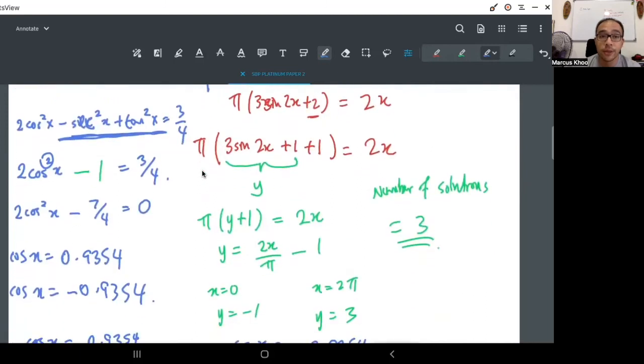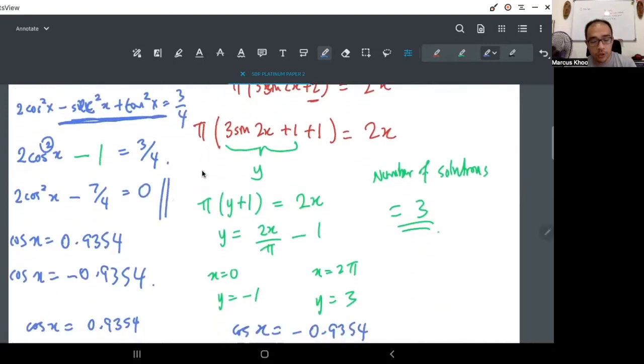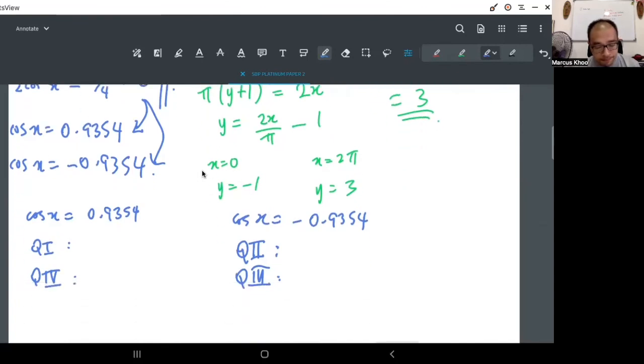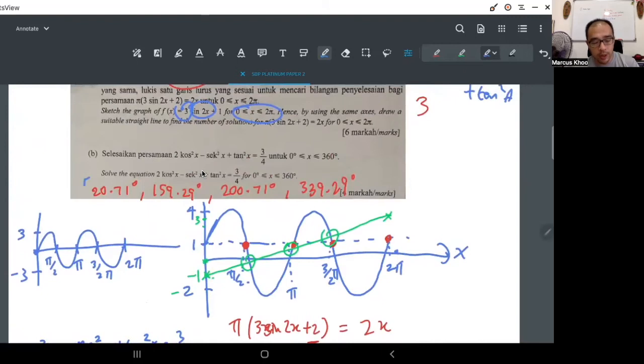This is a very common way of answering this question. Make sure you do the quadratic equation, and then after that solve, or just use the equation mode, because the factorization is not so important here. The important thing is you know how to get both the values of cos x, then from the cos x, you get the 2 values of the angles each, in order to get 4 angles. It's a pretty common question. So again, the answer is 20.71, 159.29, 200.71, and then 339.29 degrees.